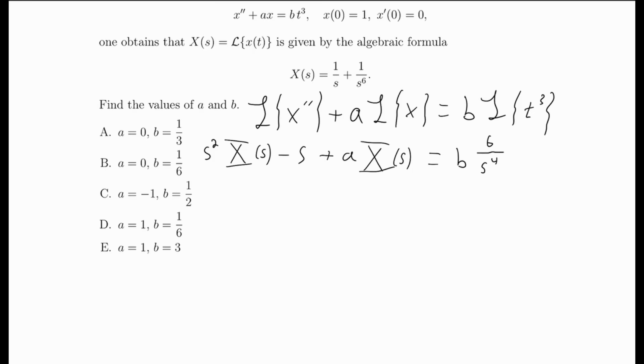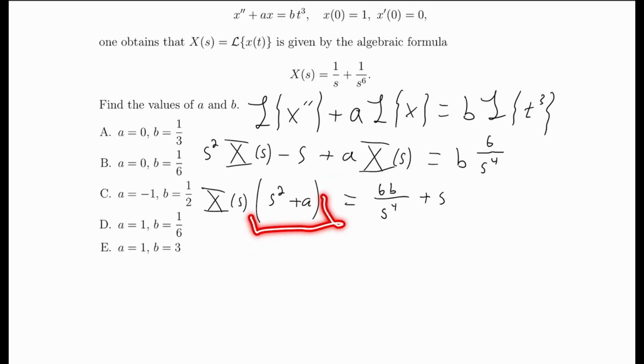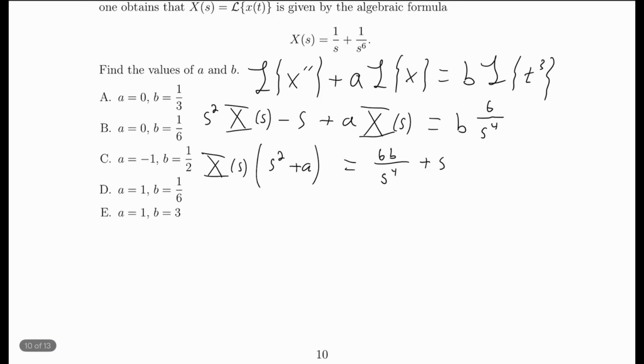We'll go ahead and try to isolate our X's, so we'll keep all these terms on one side, move the s over to the right, and I'll factor out the X term. So let's start on the left here. Factoring out the X from the two terms, we'll get X times s squared plus a, and then moving this single s over to the right-hand side, we'll get 6b over s to the 4th plus s. We can go ahead and divide both sides by this term now to isolate big X.